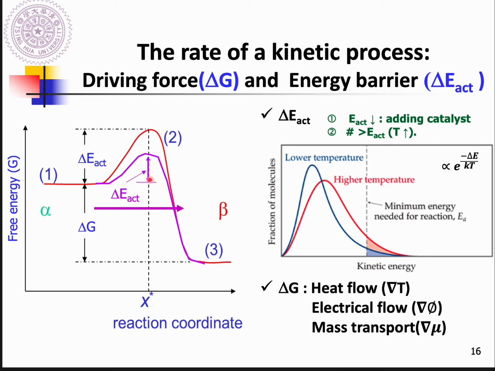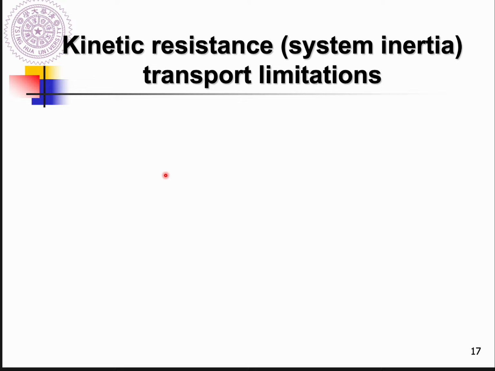Next slide. As you know, we have two important factors that affect the kinetics process. The first one is the driving force, and the second one is the inertia of the system. But sometimes things are not just a simple one-step process. Sometimes they involve two chemical reactions, and so things turn a little bit complicated.